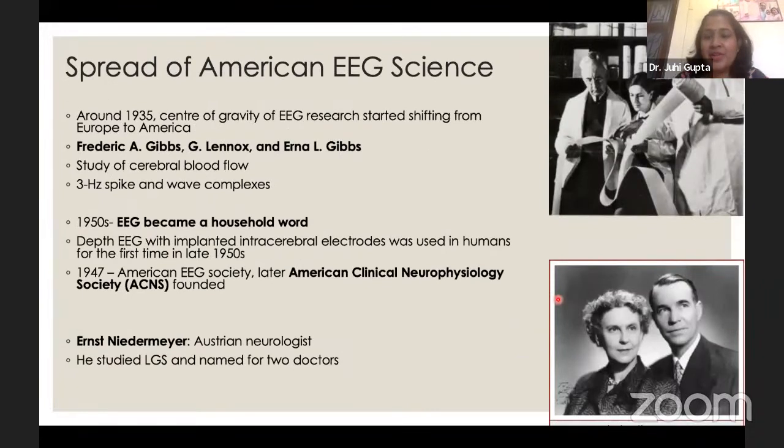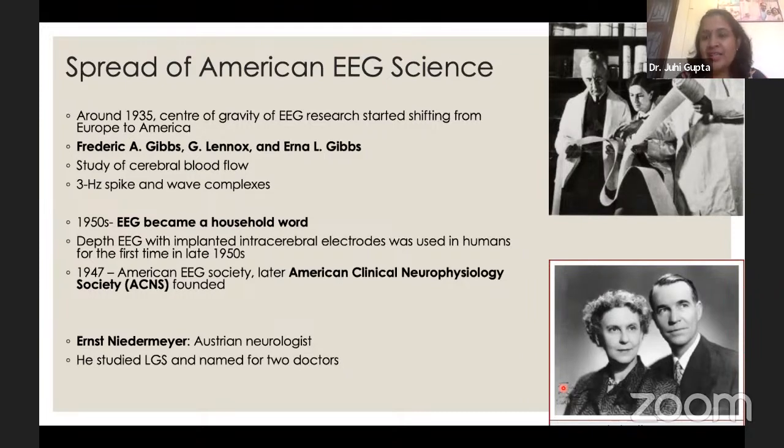Then gradually, starting from Europe, the EEG science started spreading to America. And some of you who are hearing this talk would have heard the characteristic EEG finding of West syndrome, which is hypsarrhythmia, which was described by this couple, Gibbs and Gibbs. Dr. Frederick Gibbs and his wife, Erna Gibbs, were the first ones to describe hypsarrhythmia, along with Dr. Lennox. Some of you would have heard the name Lennox-Gastaut syndrome.